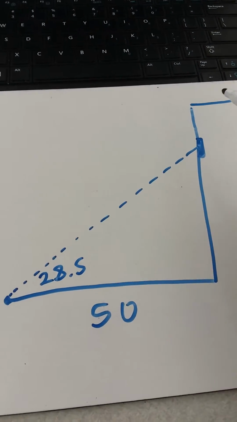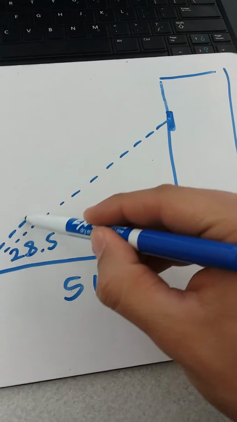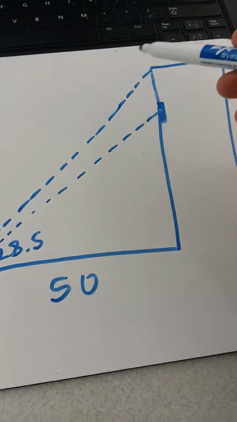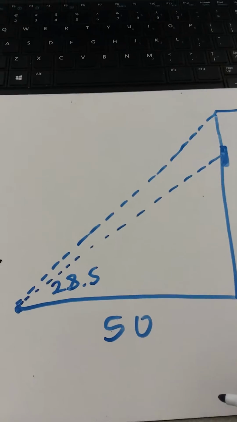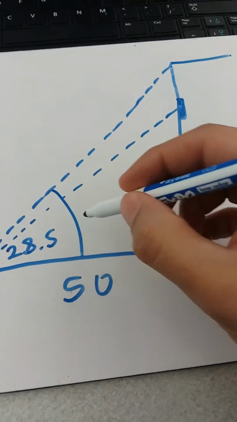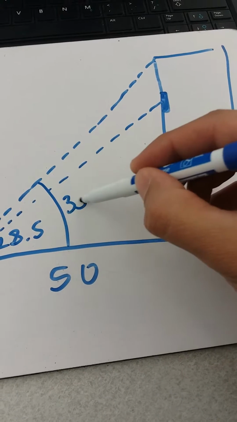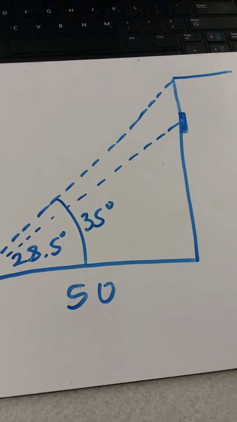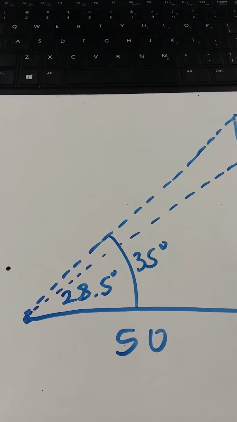He then looks to the top of the building. Okay, so that's him looking to the top of the building. And it says looking at the top of the building, the angle of elevation is 35 degrees. Okay, so this larger angle is 35 degrees. Every bit of this has been me drawing.